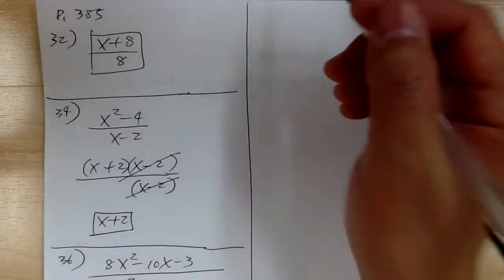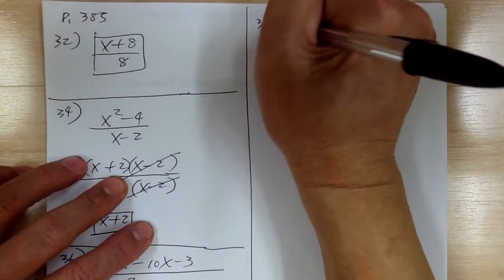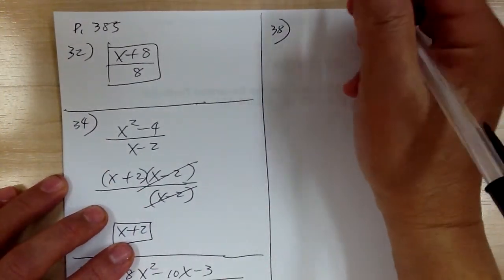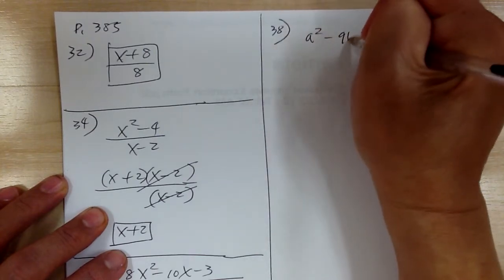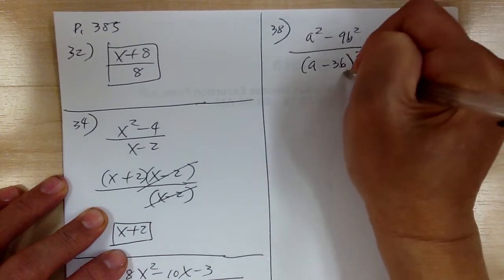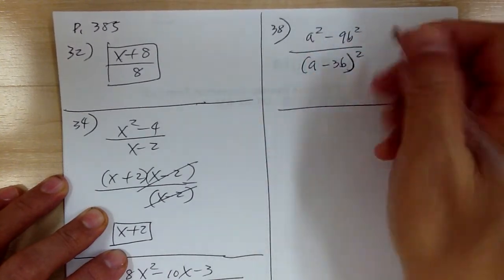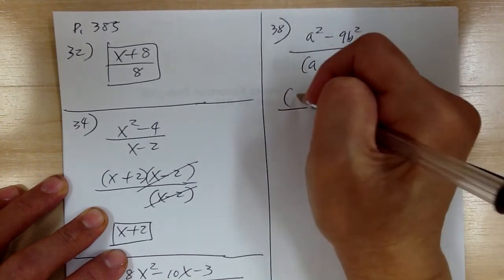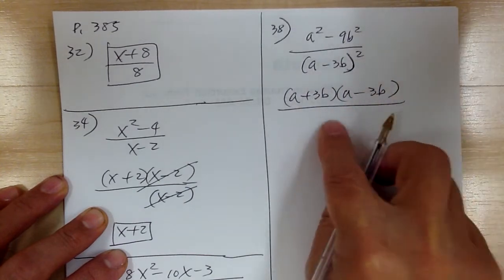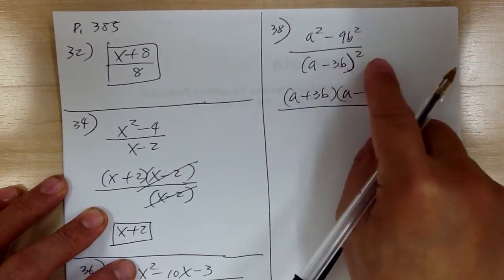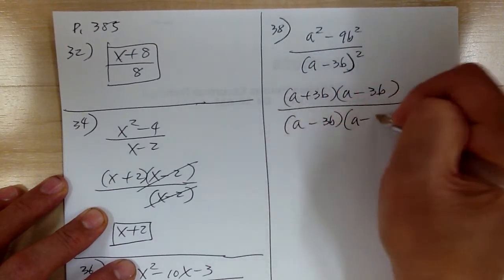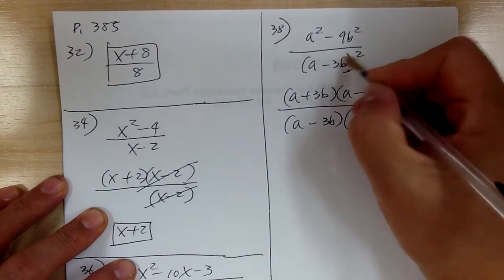Okay, let's go to 38. Number 38, you have a squared minus 9b squared over a minus 3b squared. On the top, again, you've got to factor, so that's your difference of squares. So you're going to get a plus 3b, a minus 3b. Again, you've got to remember how to do your factoring. On the bottom, that's a square, so you want to write it out. Square means twice. That's what square means. It means you've got two of the parentheses.